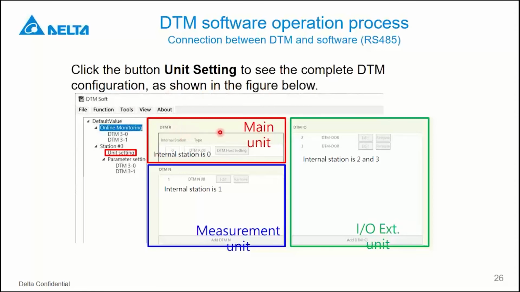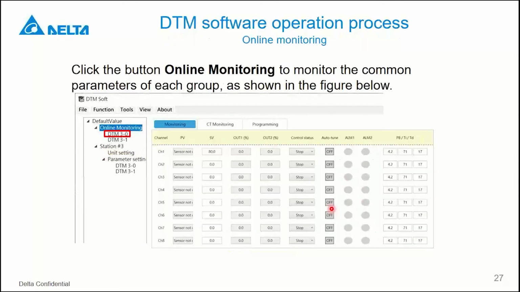You can see there's a part. First one is a main unit. You can see there's an internal station, which is a 0. It's a host unit. Then this one, the internal station is the number 1, which is a measurement unit. And there's 2 and 3, which is I/O extension module. So we continue to the next one.